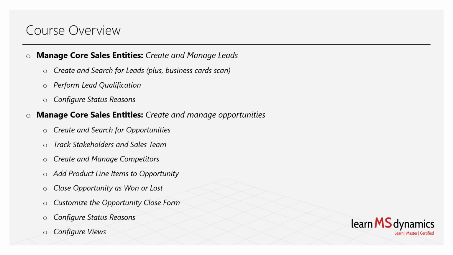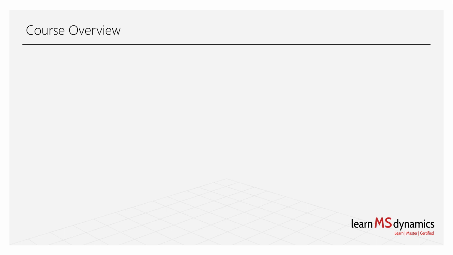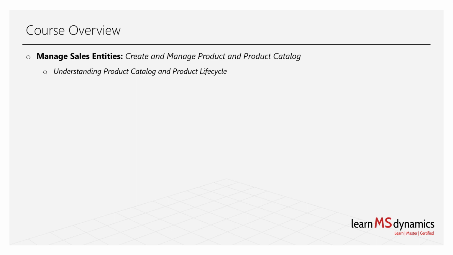So after you learn about the leads and opportunities, it's time to move forward for the core process that generates revenue for the company. So first is the create and manage product and product catalog. So we'll discuss what is the product catalog and what is a product lifecycle. We'll see how you can configure unit groups, how you will measure any product or service, and how you can define that. Then you will learn how to configure price list based on different scenarios.